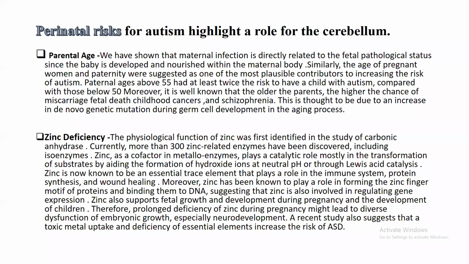Similarly, the age of pregnant women and paternity were suggested as one of the most possible contributors to increasing the risk of autism. Paternal ages above 55 had at least twice the risk of having a child with autism compared with those below 50. Moreover, it is well known that the older the parents, the higher the chance of miscarriage, fetal death, childhood cancers, and schizophrenia as well. This is thought to be due to an increase in de novo genetic mutation during germ cell development in the aging process.